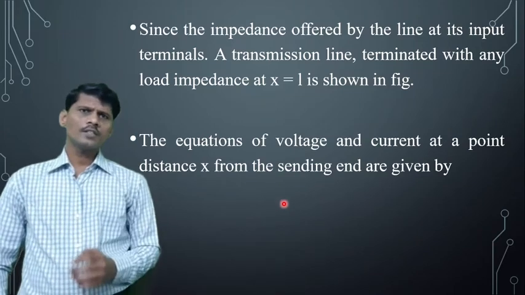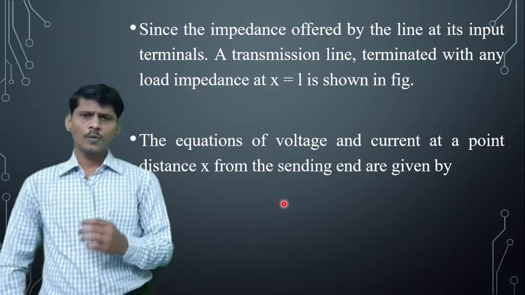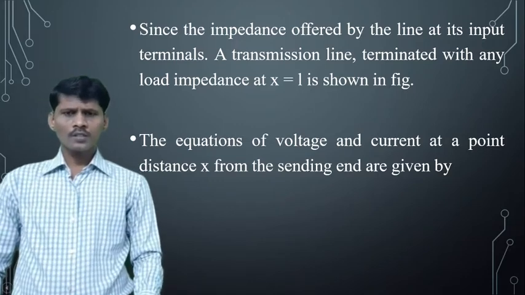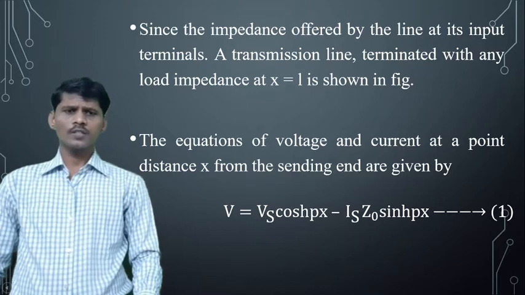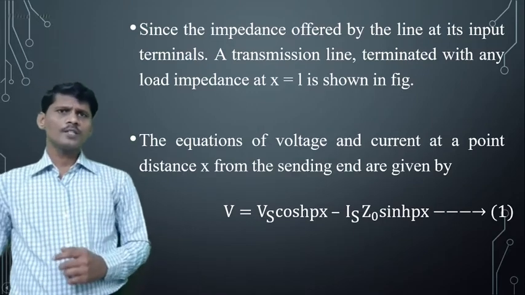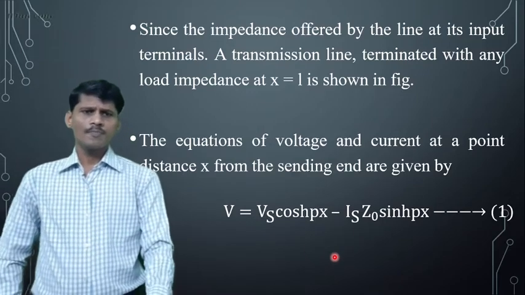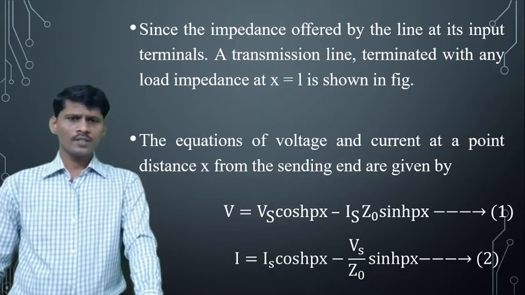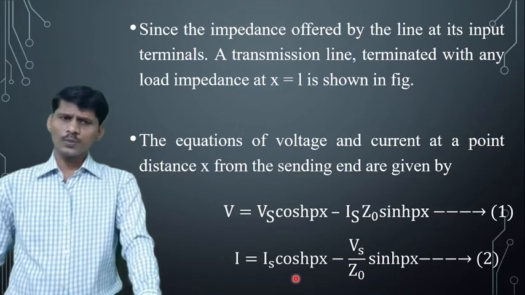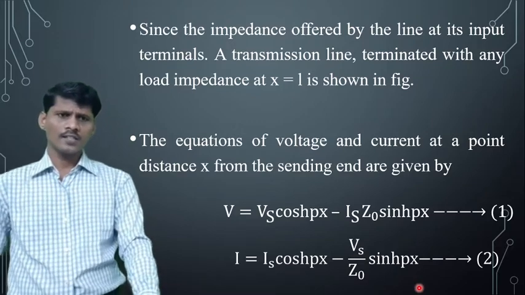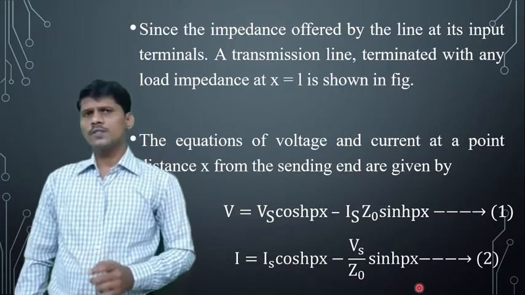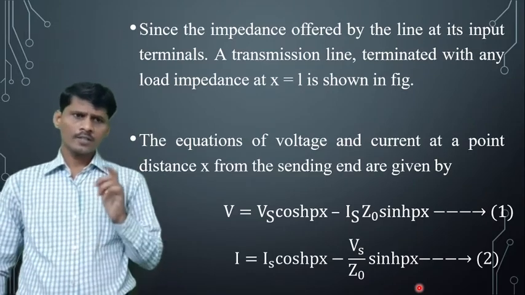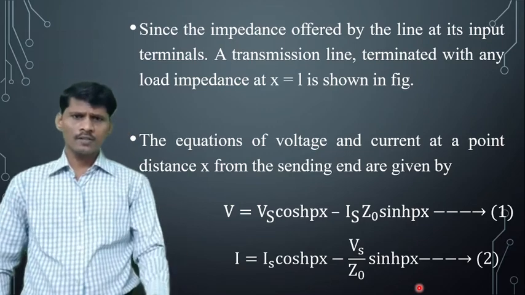The voltage and current equations at a point at a distance x from the sending end terminals are: V equals Vs cosh Px minus Is Z0 sinh Px, and current equation I equals Is cosh Px minus Vs by Z0 sinh Px. These two equations were already derived in previous classes, and are considered as equation 1 and equation 2.